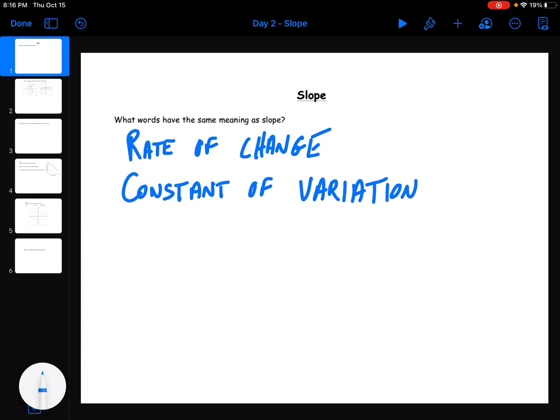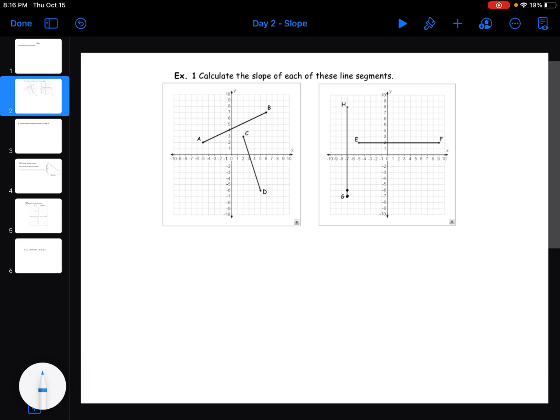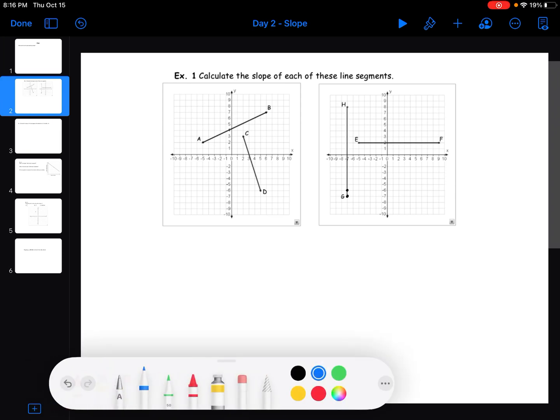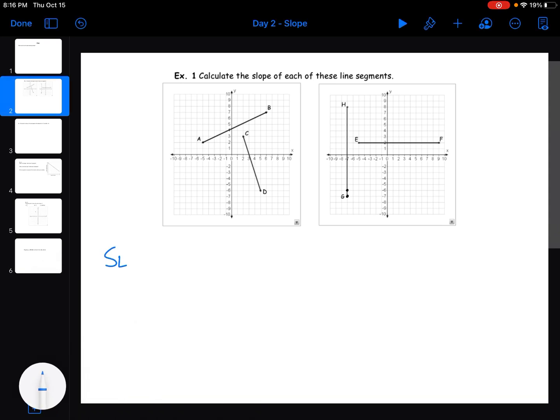So what we're actually looking to find when we're looking at slope is the degree of slant of a line. We're looking at a straight line. How slanted is that straight line? So if I wanted to calculate the slope of these lines, first we need to know, what does slope actually mean? What we're talking about is how far a line rises divided by how far it runs.